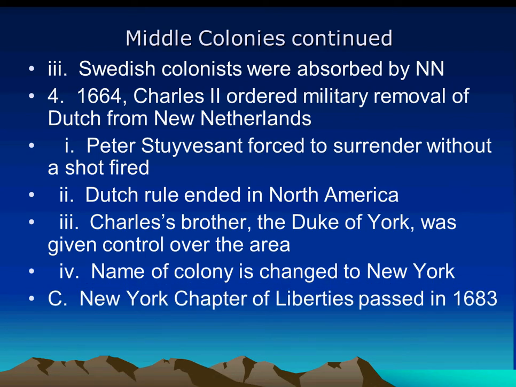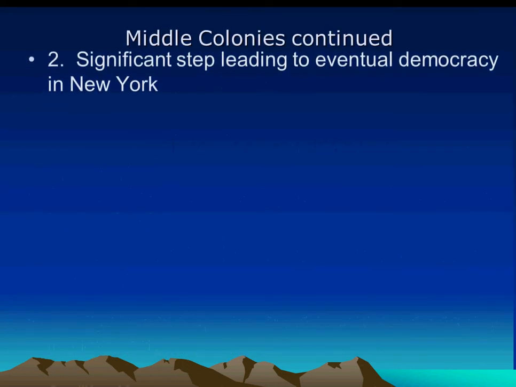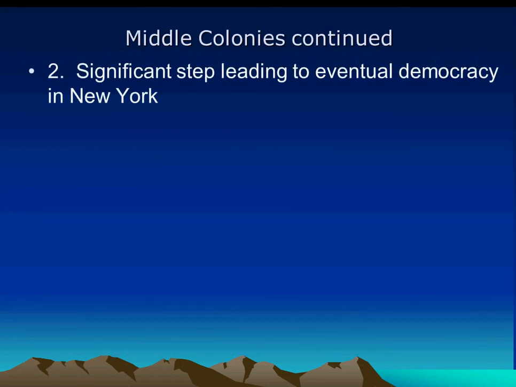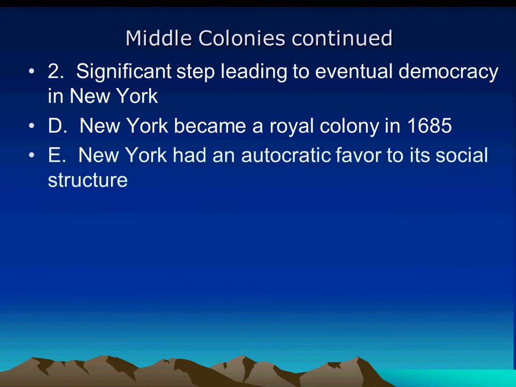One of the things that happens is the New York Charter of Liberties is passed under the Duke of York, which grants more religious freedom to all Christians and gives suffrage to all landowners. Things are looking up. Significant steps leading to the eventual democracy in New York. Well, New York becomes a royal colony in 1685.